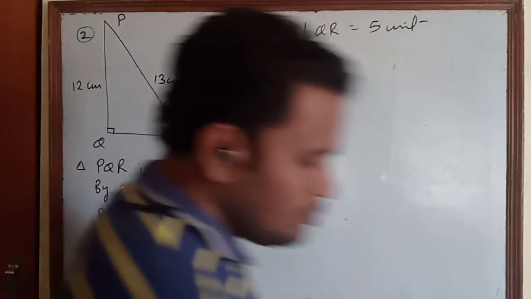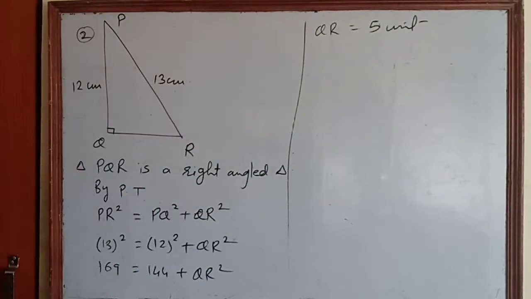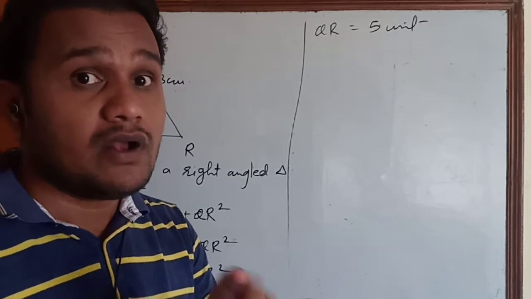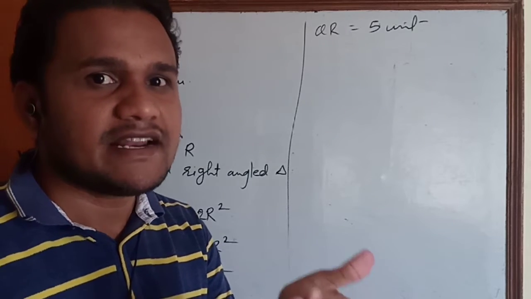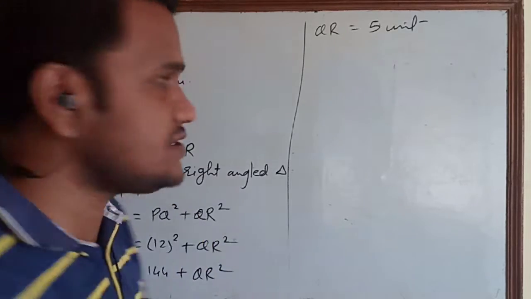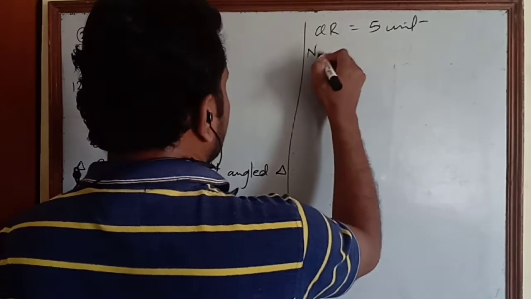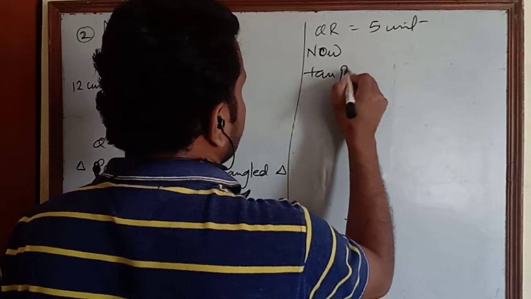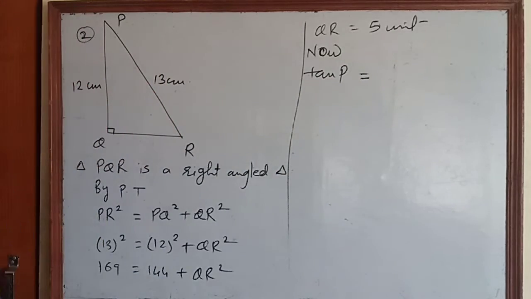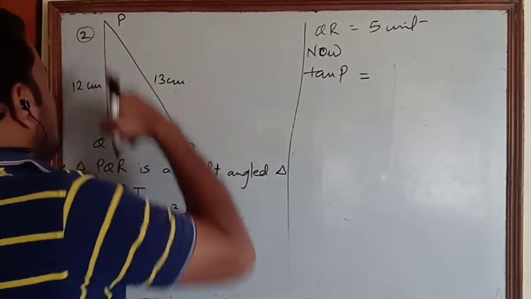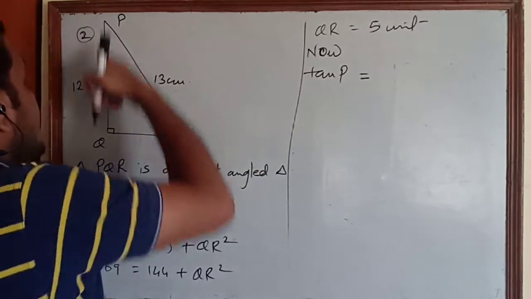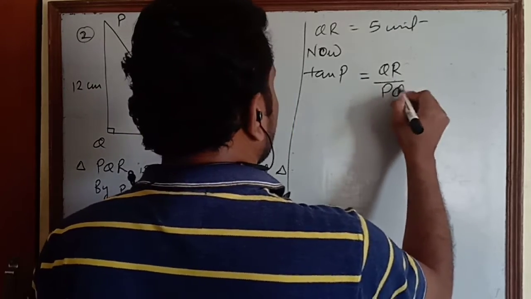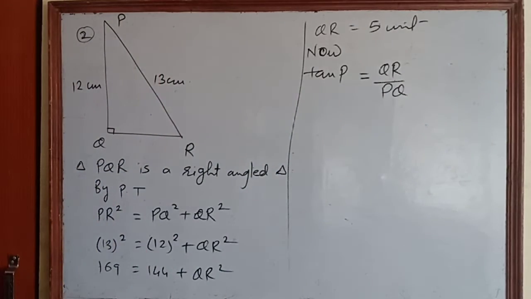Okay. Now we'll move on to our main procedure. Tan P minus cot R. Tan P. Now you have to remember what is the meaning of tan. Tan is opposite upon adjacent. So first of all, tan P. For P, opposite is QR, adjacent is PQ. Tan P in this way.